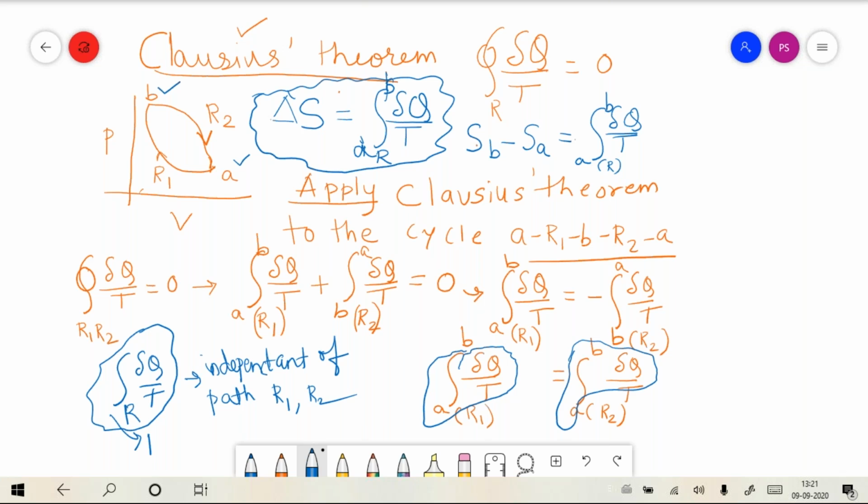So now, taking this term to the other side, it becomes negative. What we get is the integral from A to B of del q by T via path R1 is equal to minus the integral from B to A of del q by T via path R2.